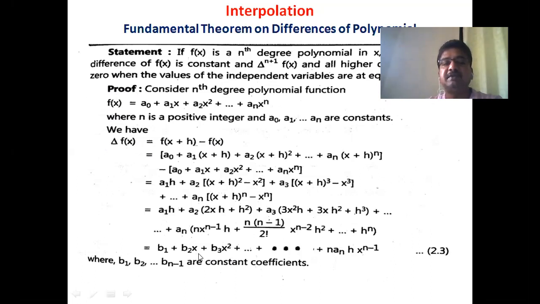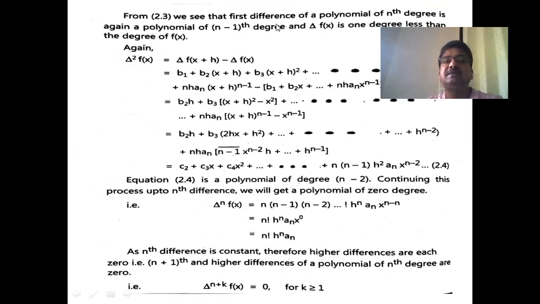So this is delta fx. Now this is the polynomial of degree n minus 1. Now in the next step, we will find delta square fx. So this is the second step. That is, the degree of delta fx is 1 less than the degree of fx. So no need of writing these statements. Directly, after delta fx, find delta square fx.